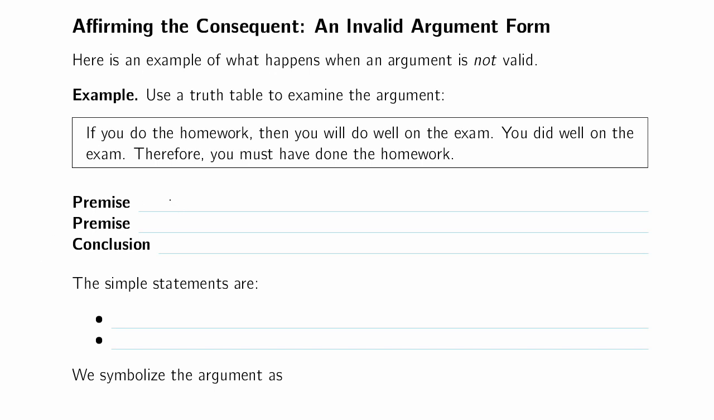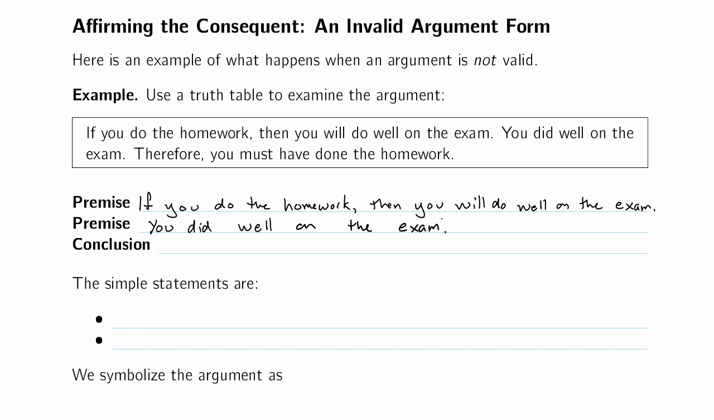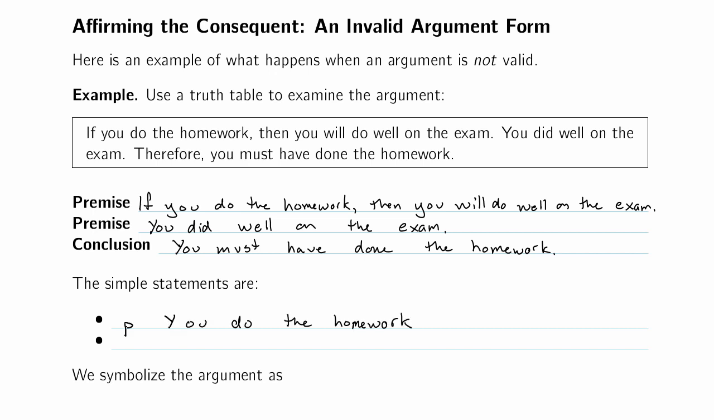So our premises here are, if you do well on the homework, then you will do well on the exam, and you did well on the exam. Therefore, and again we have that "therefore" helping us identify the conclusion, you must have done the homework. So this is composed of two simple statements combined in various ways. They are, you do the homework, we'll call that P, and you do well on the exam, we'll call that Q.